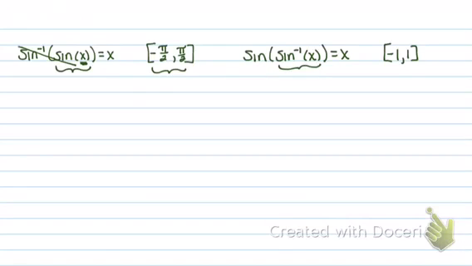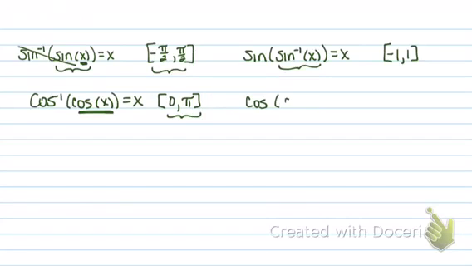And then it's the same thing with the cosine. So if I have cosine inverse of cosine of x, that will also equal x as long as that x value is between 0 and pi. Because this is cosine inside, x has to be between those two numbers because that's what we restricted the domain to be. And then if we take cosine of the inverse cosine of x, it will equal x only when that x value is between negative 1 and 1.